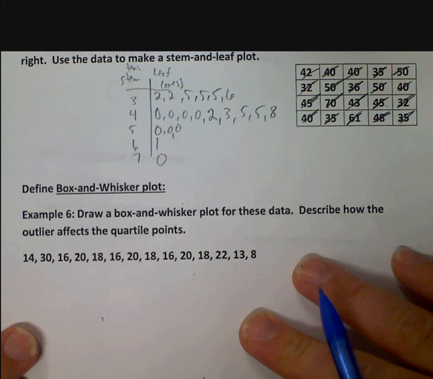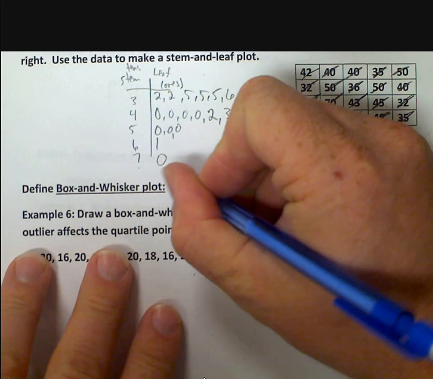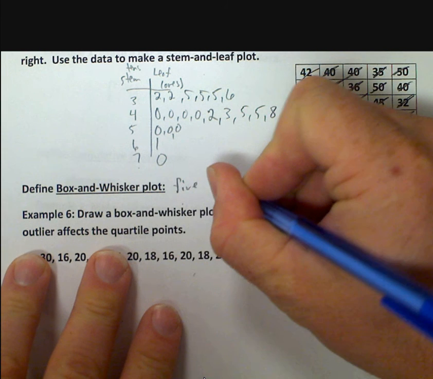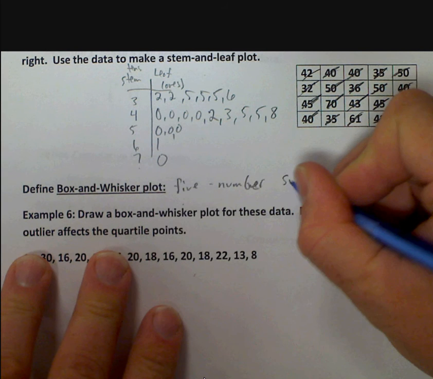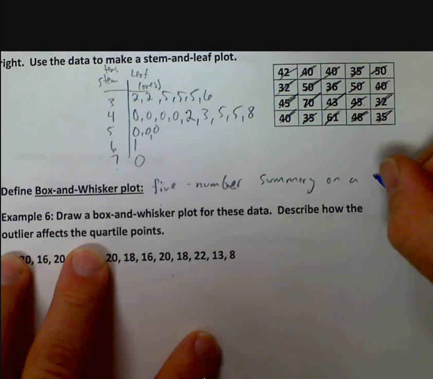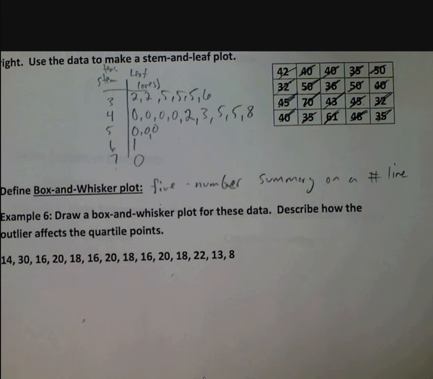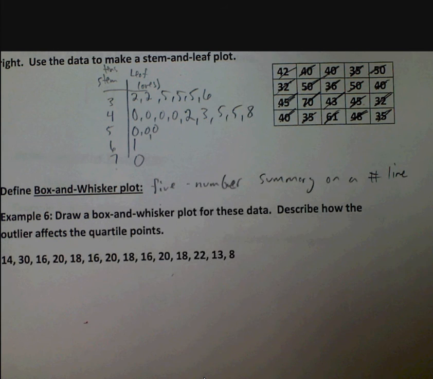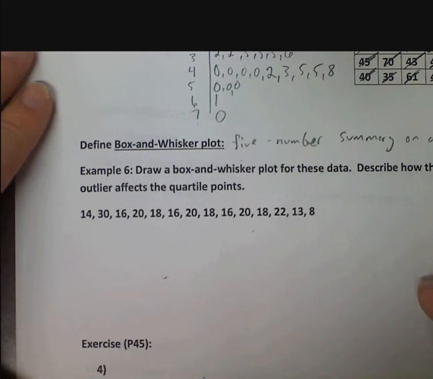Define box and whisker plot. A box and whisker plot is whenever we put the 5 number summary on a number line. And this is what I just taught you in 0-12, the 5 number summary. So what 5 number summary am I talking about?